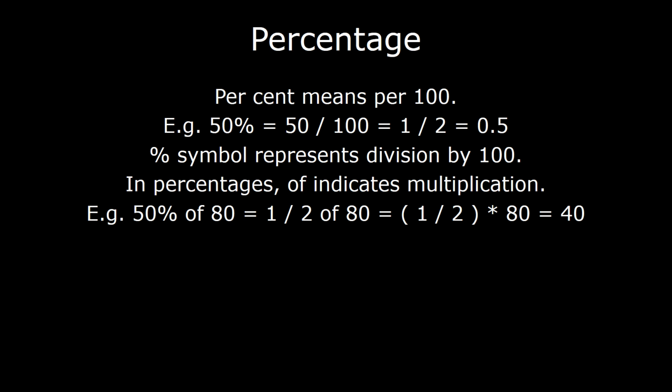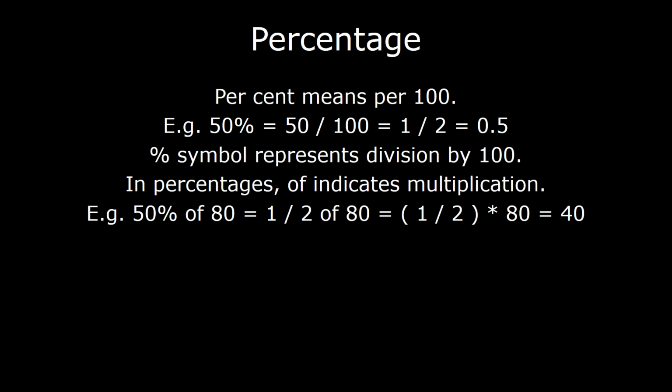Now of course you can rewrite 50 upon 100 further as 1 upon 2 by cancelling out the common factor of 50 from the numerator and the denominator. Alternatively, you could express 50 upon 100 in decimal format as 0.5. So 50% equals 50 upon 100 equals 1 upon 2 equals 0.5. All of these are valid representations of the very same concept of percentage.